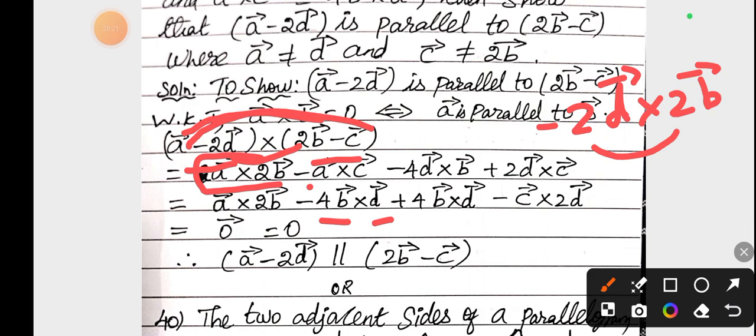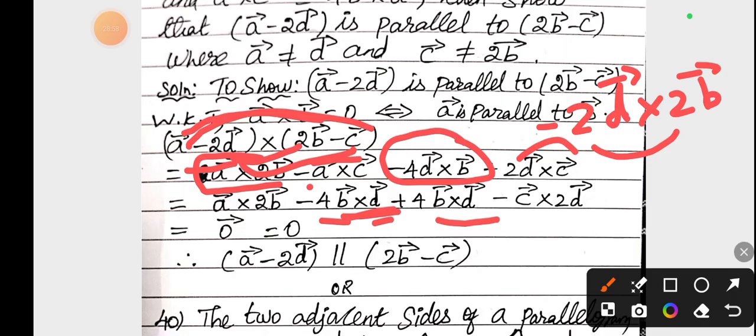Then last into last, minus 2D cross minus C, you will get plus 2D cross C. So A cross 2B, and they have already given A cross C is 4 B cross D, that you can substitute. And this minus 4 D cross B, you can change into plus 4 B cross D, and you can write this as reverse, C cross 2D. Children, it gets cancelled to 0.